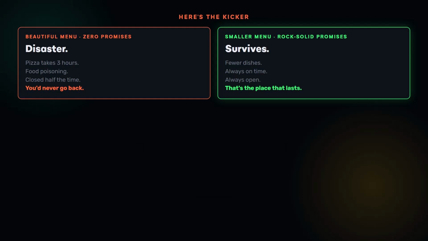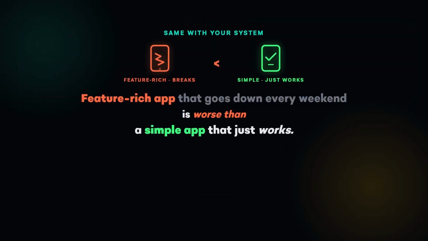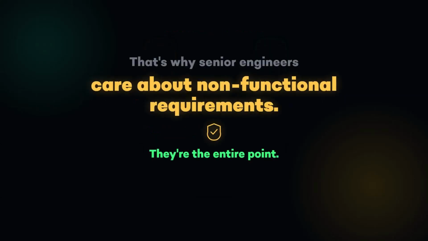Same with your system. A feature-rich app that goes down every weekend is worse than a simple app that just works. Users don't think in terms of features delivered. They think in terms of: did the thing I needed work every time? That's why senior engineers care so much about non-functional requirements. They are the entire point.